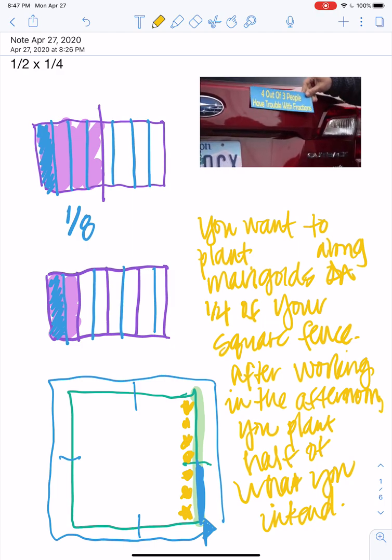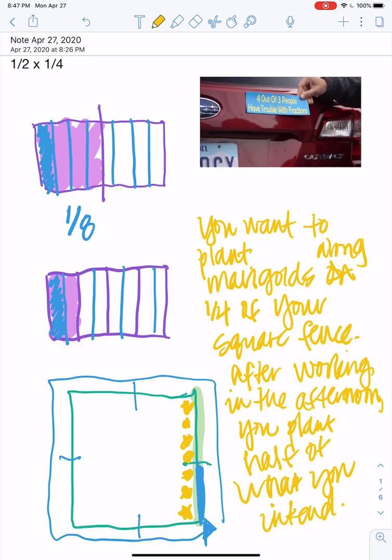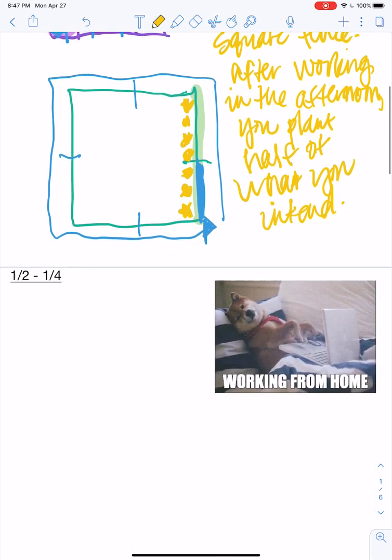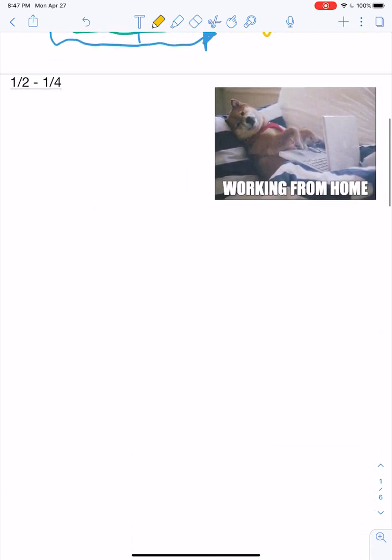And then the question could be, and I ran out of room for writing, how many marigolds did you plant along your fence? Or how many, oh my goodness, words. How much did you plant along your fence? Okay.